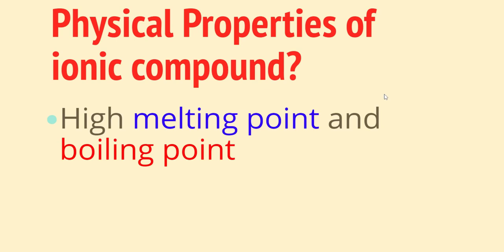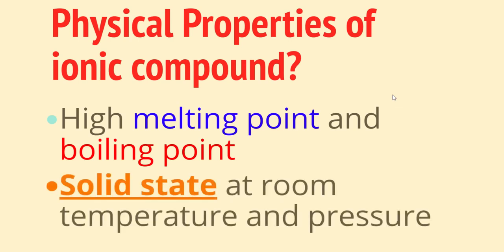So the physical properties of ionic compounds are typically a high melting point and boiling point. As well, they are solid at room temperature and pressure. So why is it so? Try to look at this diagram.